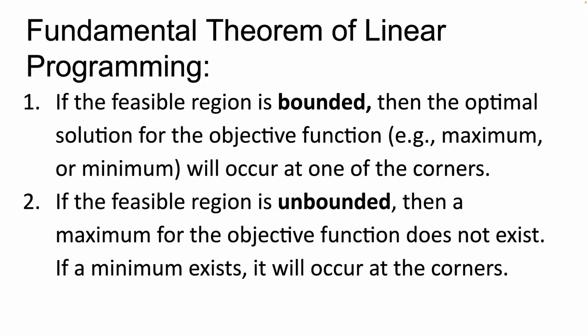It states that if the feasible region is bounded, then the optimal solution for the objective function, the maximum or minimum, will occur at one of the corners. If the feasible region is unbounded, then a maximum for the objective function does not exist. If a minimum exists, it will occur at the corners. Whenever you're trying to solve a linear programming problem using the graphing method, it's important to identify your feasible region because you need to know if it's bounded or unbounded, and you have to identify the corners because that's where the optimal value will occur, if there is one.